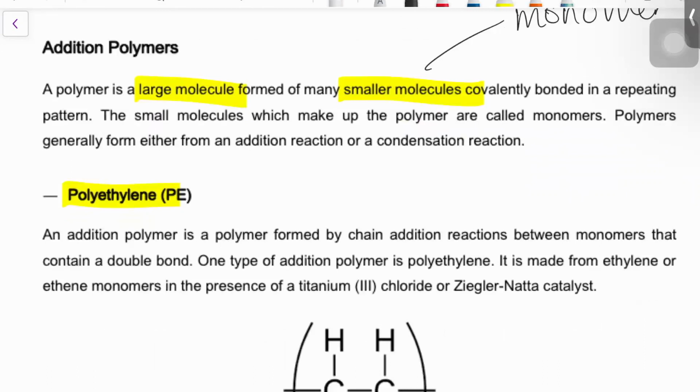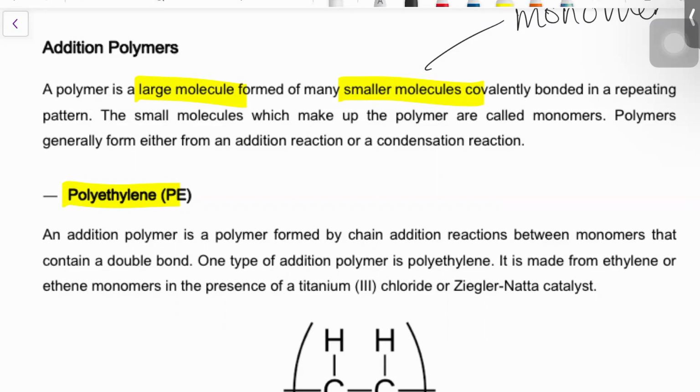Polyethylene is an addition polymer. No water gets formed. The way you want to figure out if water gets formed is, normally we make water by adding an OH, might be from an alcohol, might be from an acid, to a hydrogen from something else. So if you notice that the monomer doesn't have any OH in it, then it's not going to be a condensation polymer. It's just going to be an addition polymer. So polyethylene is an addition polymer.